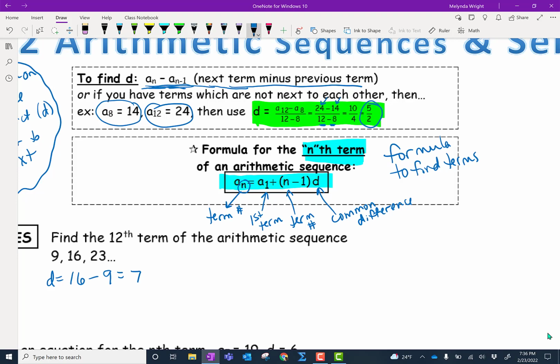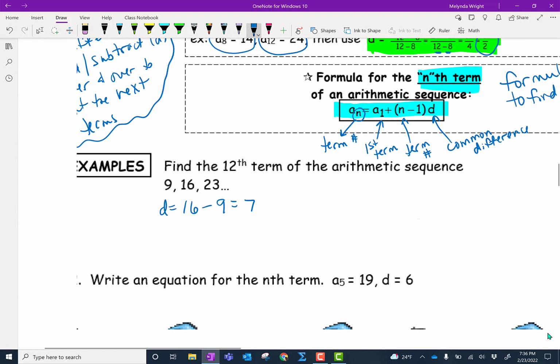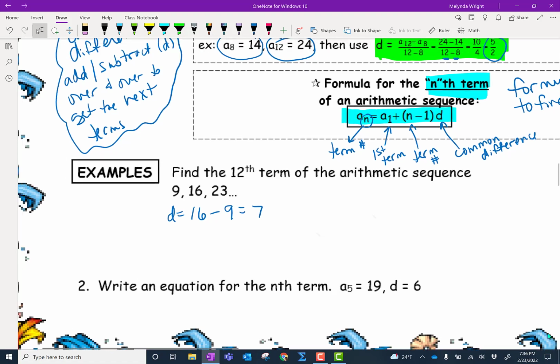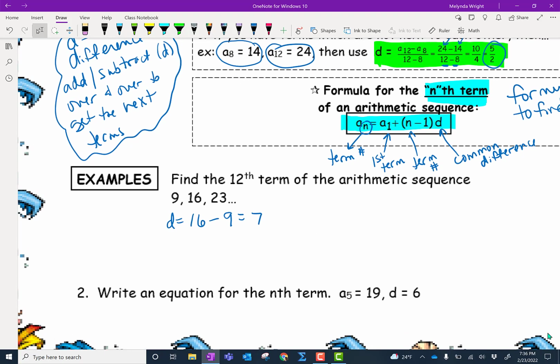Okay, so let's practice using that formula. We'll go back to this first example. We've already started it. We've already found D. They want us to find the 12th term. Okay, this is term number 1, term number 2, term number 3, and our common difference is D. So that's the 12th term. You could just keep adding 7 to get to the 12th term, but we really don't want to do it that way. What if you need the 100th term? That would just not be very good to have to do this 100 times.